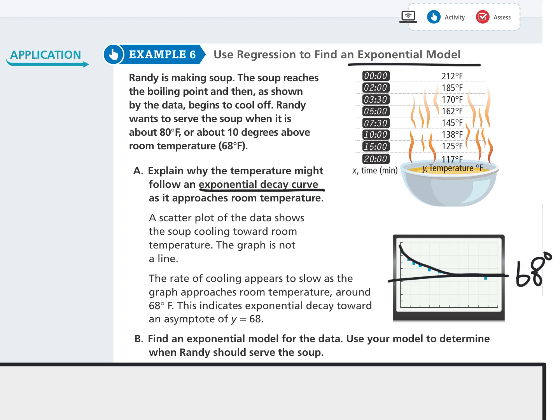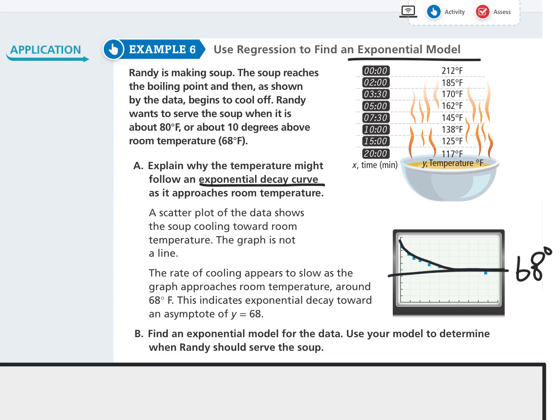Then we want to find the model, so we're going to put this into our calculator. Remember, to do that, we're going to hit Stat. If you haven't cleared, remember you can hit second plus sign. I think option 4 says clear all lists. So we're going to do that, and we're going to enter this data into our calculator.